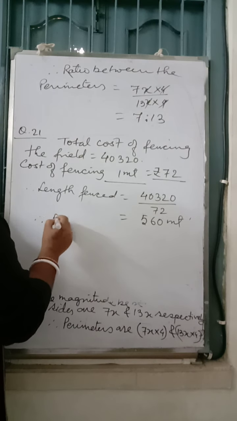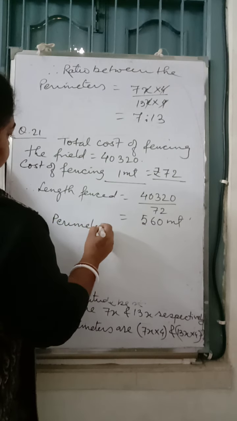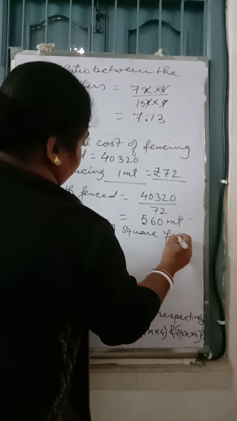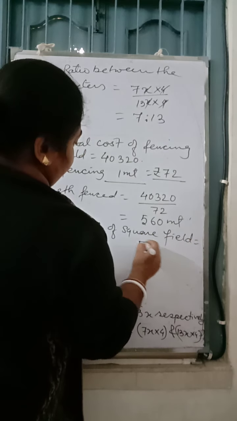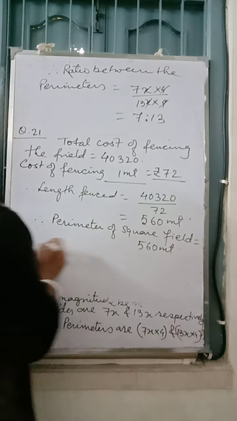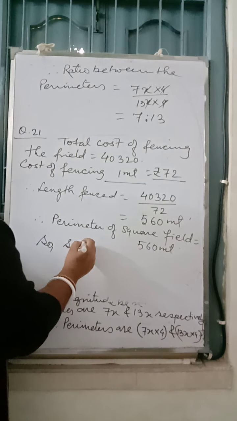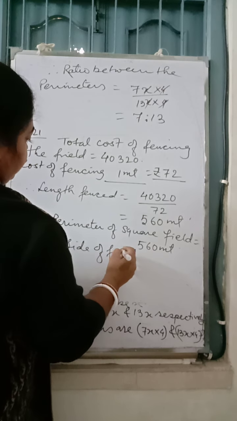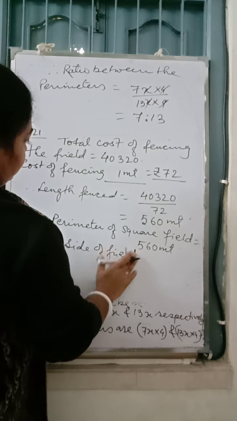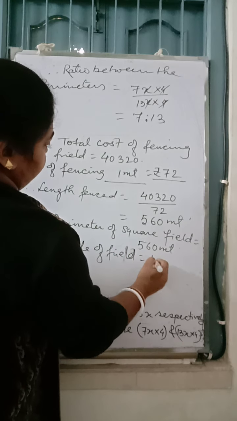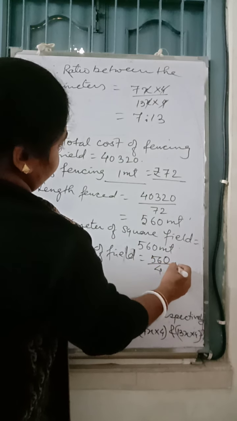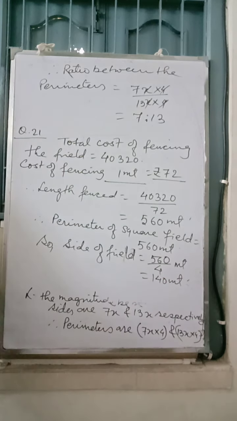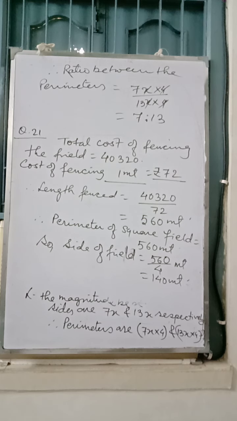So perimeter of square field is equal to 560 meter. So the side of field is 560 by 4 meter or 140 meter. This is question number 21.